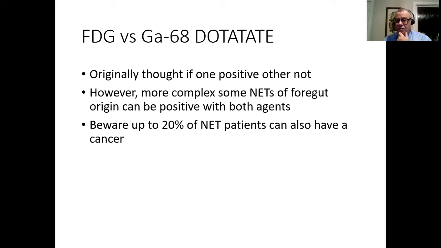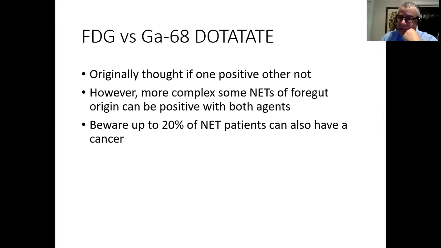So when we started off with indium octreotide, we always used to think that if FDG was positive, gallium-68 DOTATATE would be negative. But it's not actually as clear as that, as some patients seem to have positivity in both, particularly the pancreatic origin ones. And also, there seems to be a genetic basis that if you've got the genetics that enable you to get a neuroendocrine tumor, you are more likely to get an adenocarcinoma.